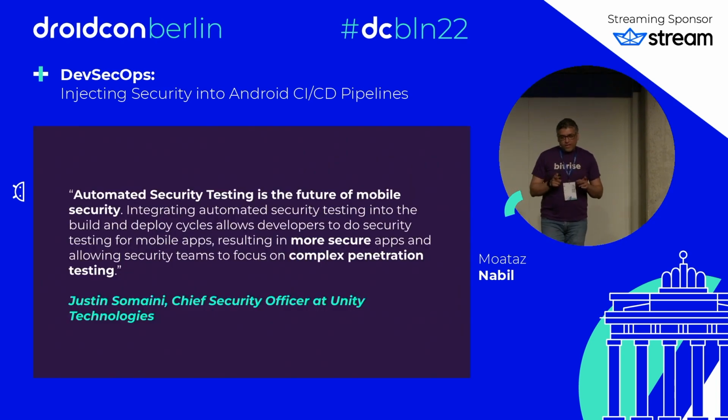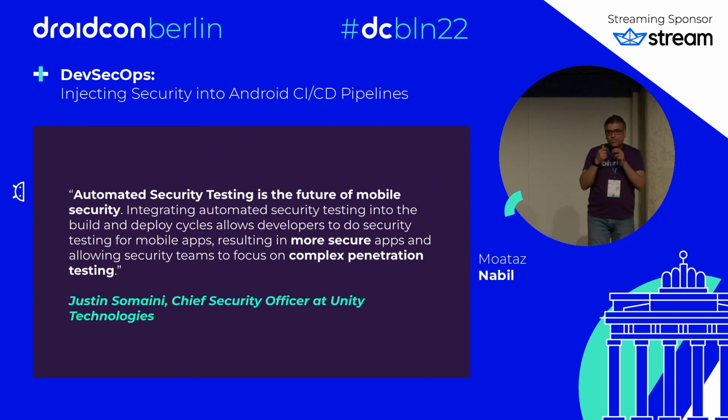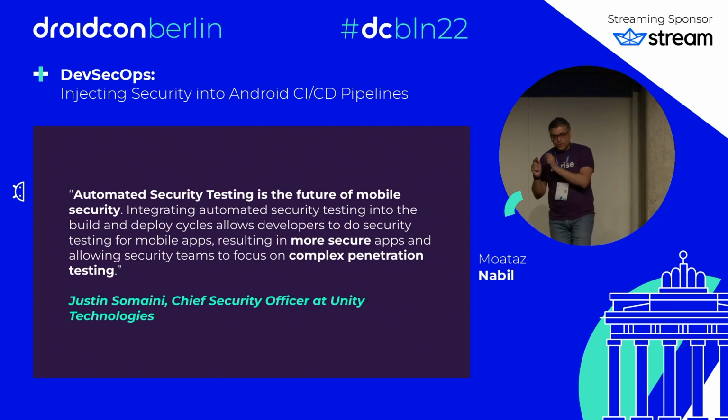And one more thing from Justin, he is a chief security officer at Unity. He said that automated security testing is the future of mobile security. Today, I want to mention that adding automated security testing into our CI/CD pipeline is very important, because integrating automated security testing into the build and deploy cycle allows developers to do security testing for mobile apps easily.